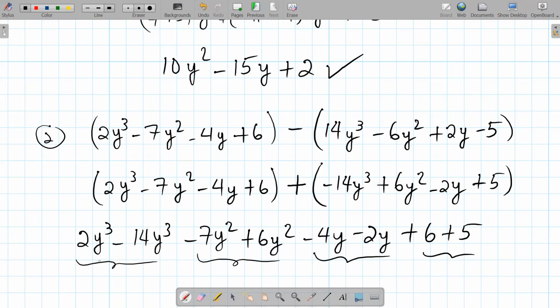We are keeping the y cubed the same. 2 minus 14 gives you negative 12. We're keeping the y squared the same. Negative 7 plus 6 is negative 1. We're keeping the y the same, but negative 4 minus 2 gives you negative 6. And then as for numbers, very easy to add up. That gives me 11. And I'm done.